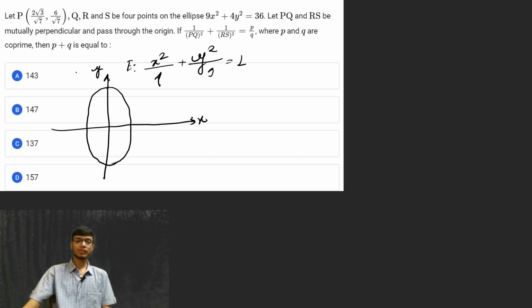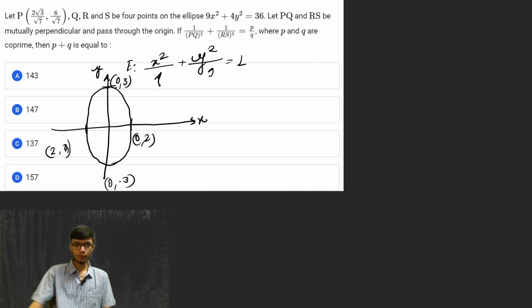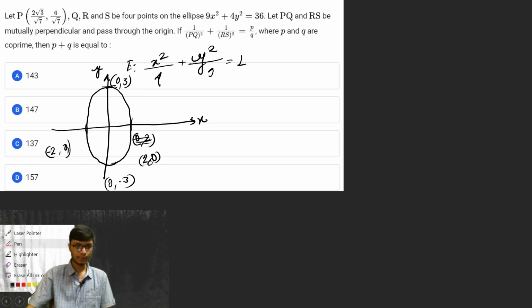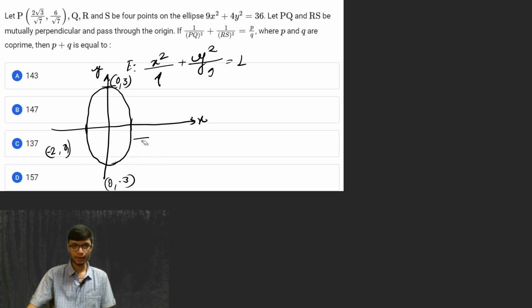So this is the ellipse with the endpoints 0 comma 3 and 0 comma minus 3, and this point is 2 comma 0, and this will be minus 2 comma 0. I made a mistake earlier, so let me erase it and write it properly.